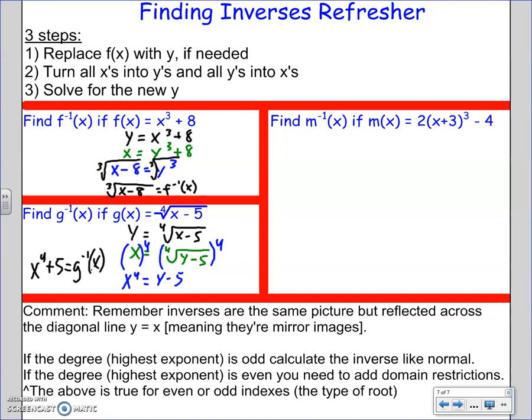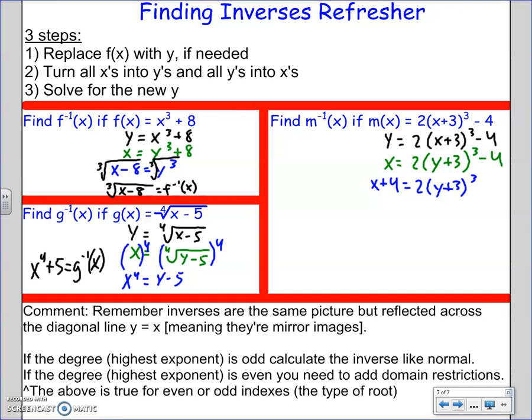All right, and then the most complicated one, find m inverse of x if m of x equals that. So always y equals, switch x and y. So x equals. Then solve for y. Now, y is part of the parentheses of the cube power. To get it by itself, I've got to move the 2 and the 4 first. I'm going to move the 4 over by adding it. So x plus 4 equals 2 times y plus 3, cubed.